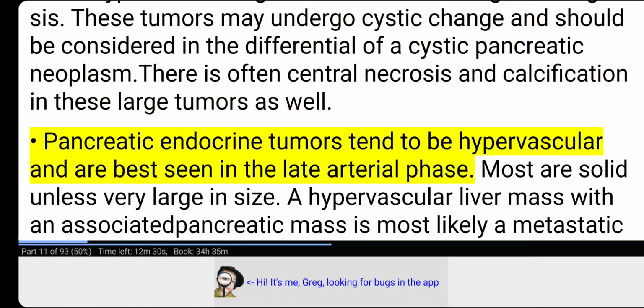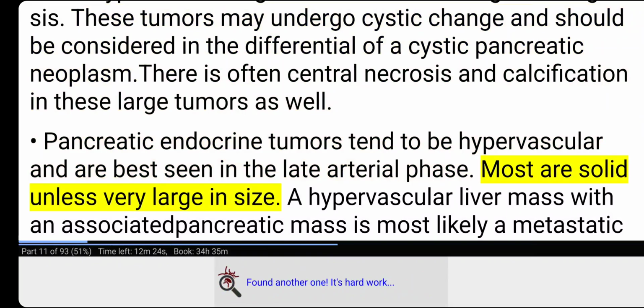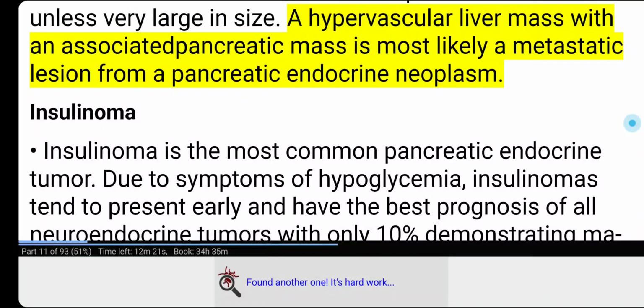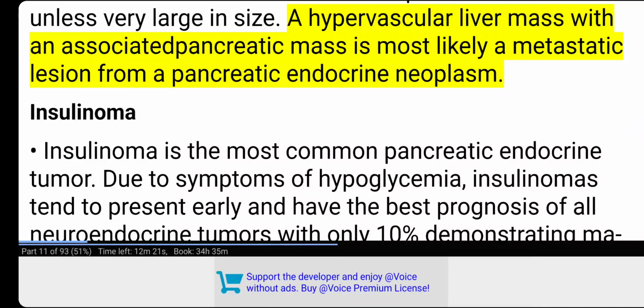Pancreatic endocrine tumors tend to be hypervascular and are best seen in the late arterial phase. Most are solid unless very large in size. A hypervascular liver mass with an associated pancreatic mass is most likely a metastatic lesion from a pancreatic endocrine neoplasm.